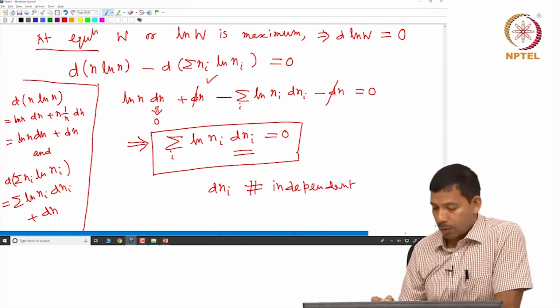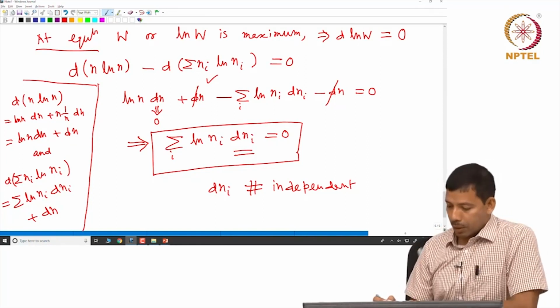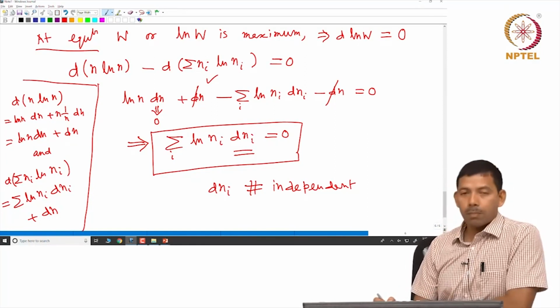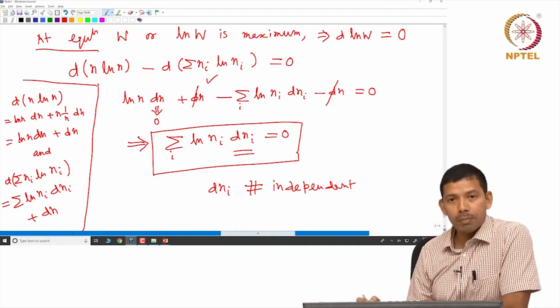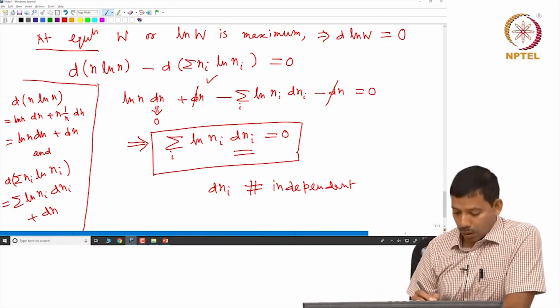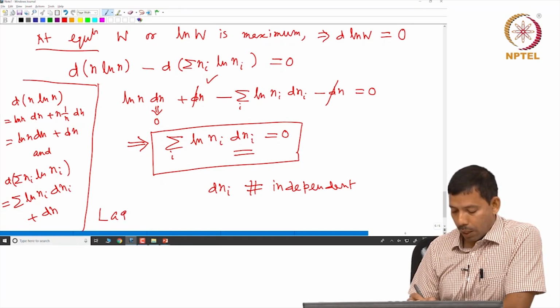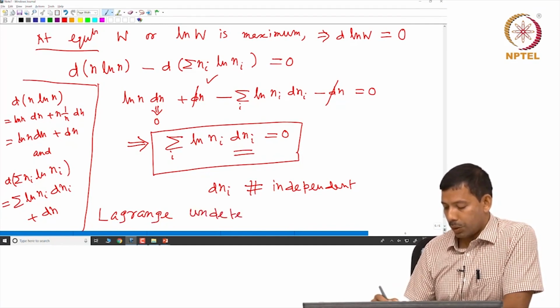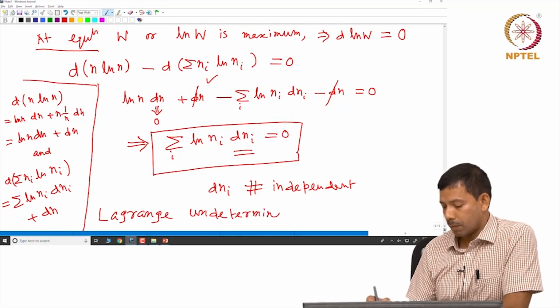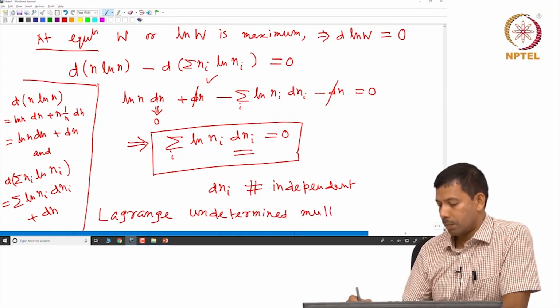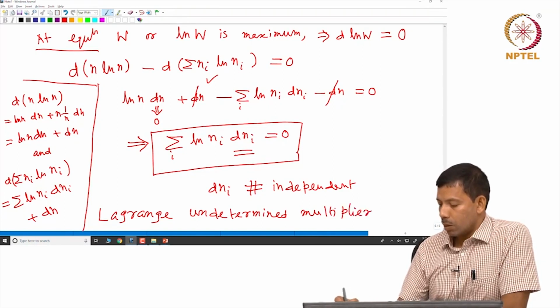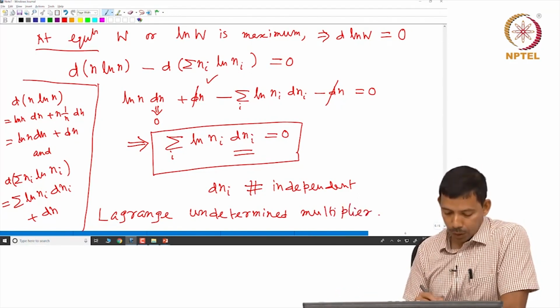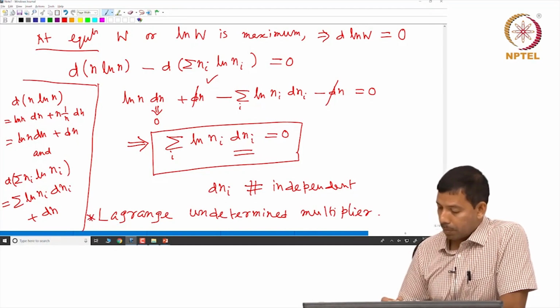So, how to simplify this expression? To simplify this expression, we will be calling some important mathematical method proposed by Lagrange, which is called Lagrange undetermined multipliers. So, we will be making use of Lagrange undetermined multipliers.